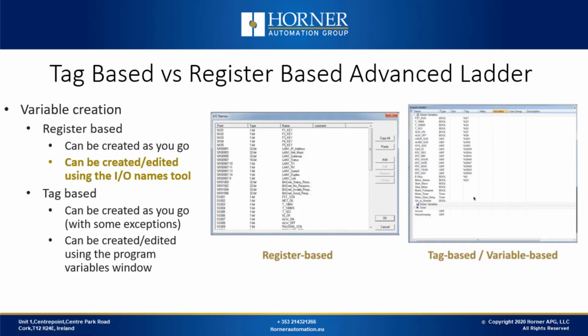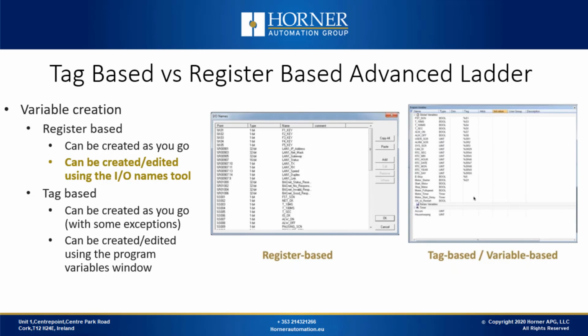Next, we're going to take a look at the comparison in variable creation between our tag-based logic and register-based logic. In register-based programming, you can assign your IO names and do your memory mapping as you go. For example, every time you add a contact or function block. To do this, you have to at least assign a memory address, and for best practice, add an IO name so that it's more readable and easier to follow the logic while you create it. In register-based programming, you also have the IO names dialog that's used for editing, adding, deleting, copying, and pasting your variables. This is the tool to use to manage your variables.